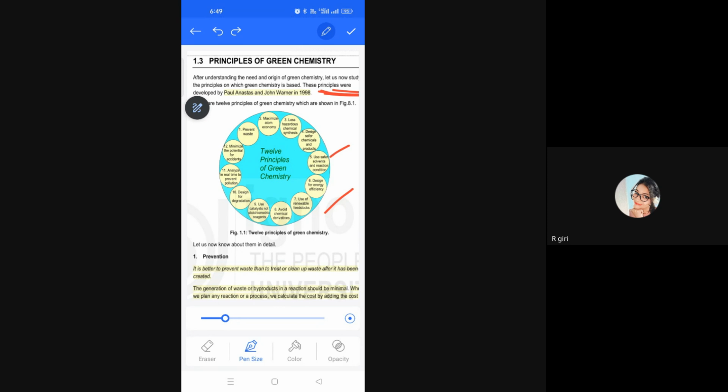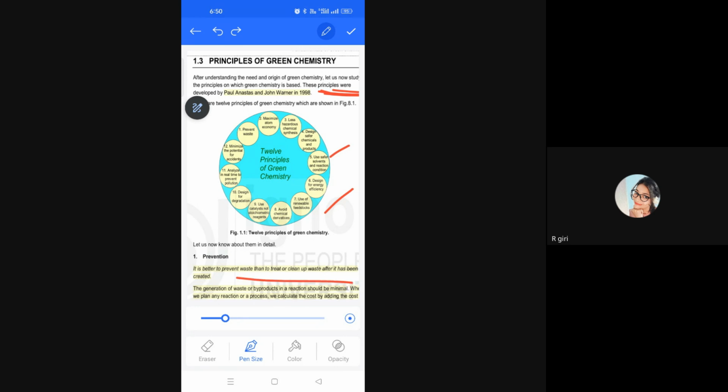Okay. First one is prevention of waste. You should remember the explanation of each short heading. This is known as the short heading, and this is known as the long heading. Elaborately, the heading is elaborated.